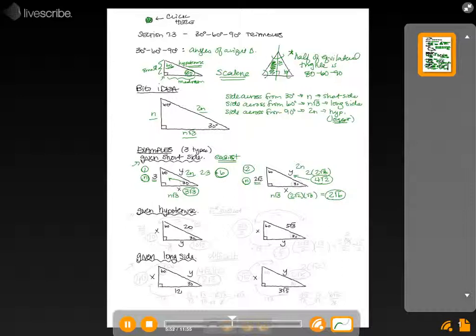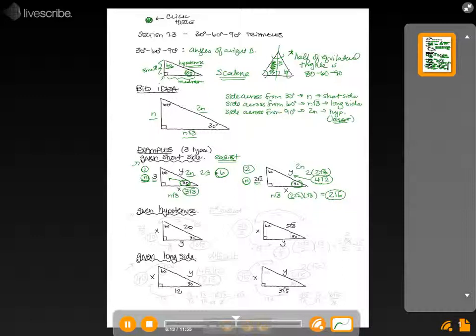What I want you to do on these, it's really important. They're not difficult, but it's really important to figure out which side is which. That's the hard part. And once you've done that, then you can just plug numbers in. So for both of these, make sure that you realize N is across from the 30. It's the short side.